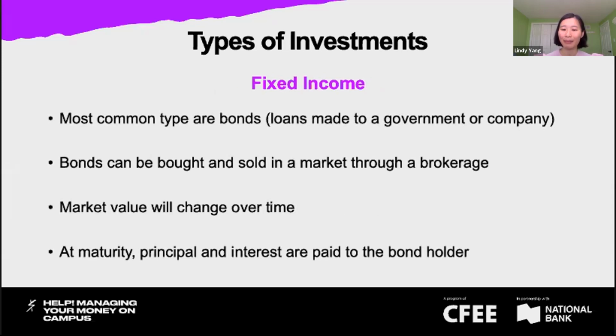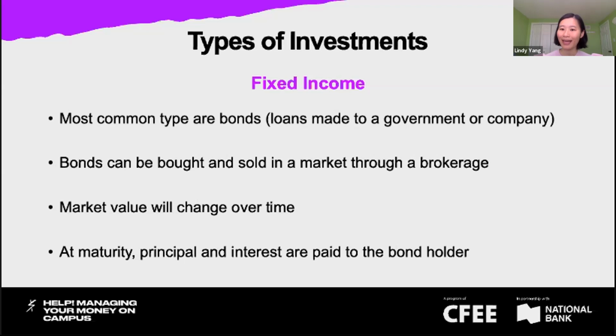The second common type of investment asset class is fixed income investments, also known as bonds. Bonds are essentially a loan that you make to a government or company. Unlike cash equivalents, you can buy and sell bonds in the bond market, the same way that you can buy and sell stocks in the stock market through a broker.